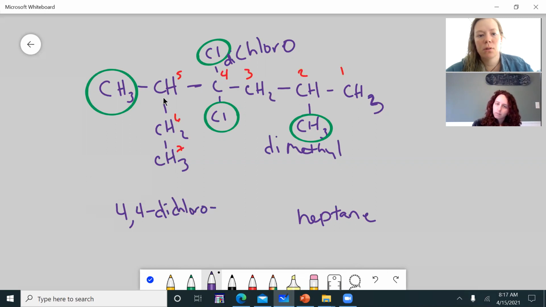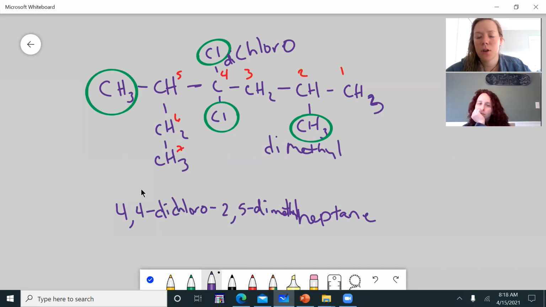There's a 2 and a 5. So dash 2, 5-dimethylheptane. 4,4-dichloro-2,5-dimethylheptane. Commas come between numbers, dashes come between numbers and words.